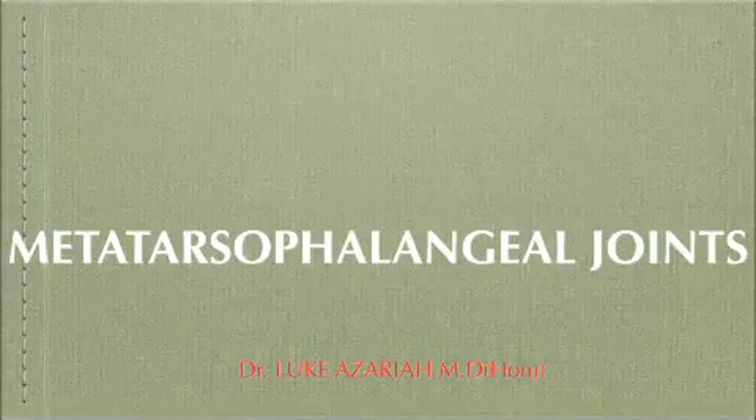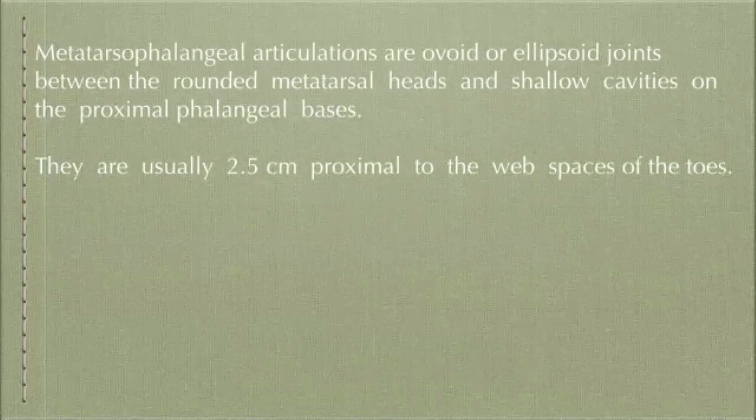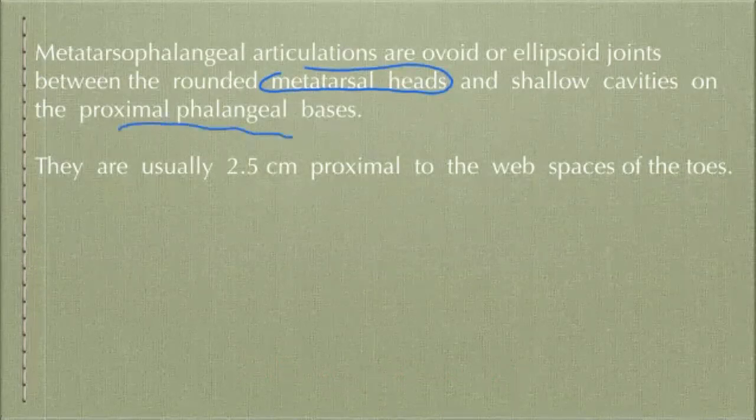Metatarsophalangeal joints are between metatarsals and phalanges, right? Phalanges of the toes, all the 5 toes, right? So the metatarsophalangeal joint articulations are wider, ellipsoid joints between the rounded metatarsal heads, and shallow cavities on the proximal phalangeal bases.